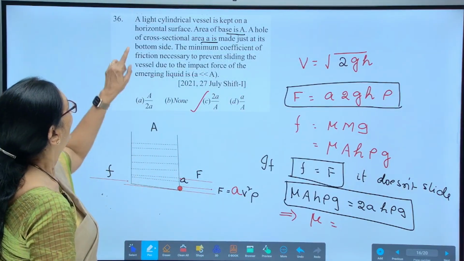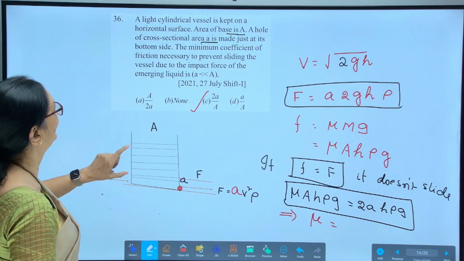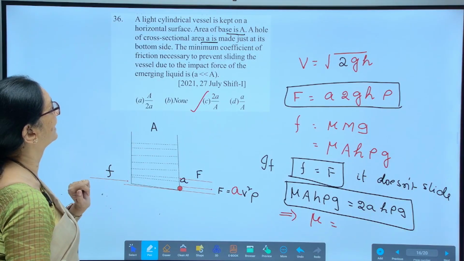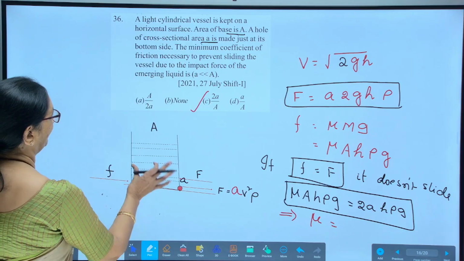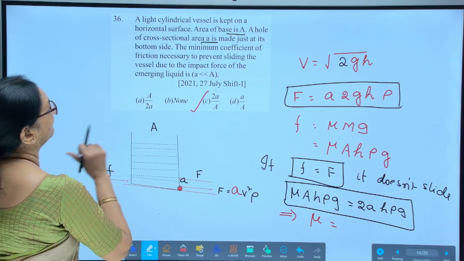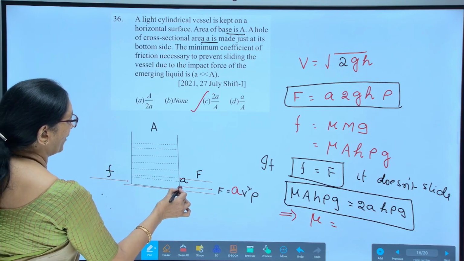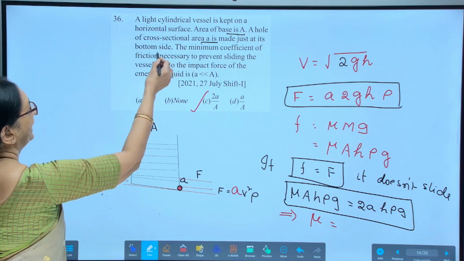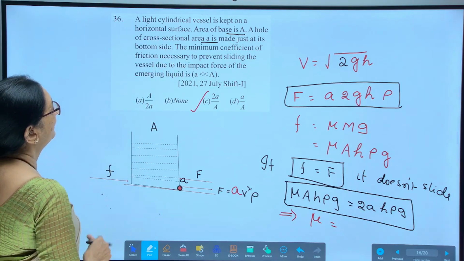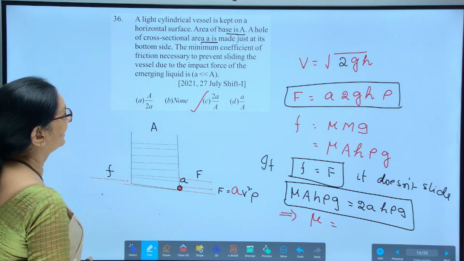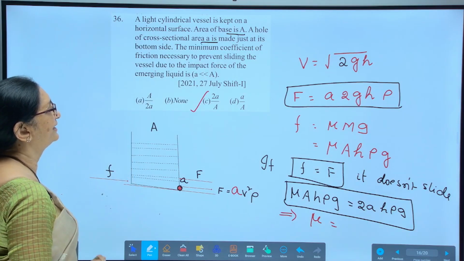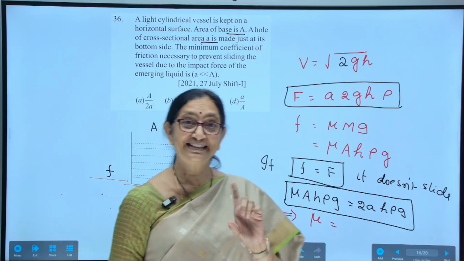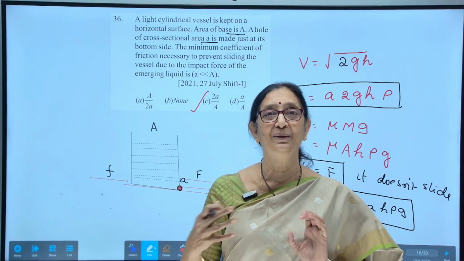Look here. Height of a cylindrical vessel kept on a horizontal surface. A is the base area of the vessel, and it has a small hole here, whose area is small a, made just at the bottom side. Find the minimum coefficient of friction necessary to prevent sliding of the vessel due to the impact of the force. It's a beautiful problem covering so many concepts.